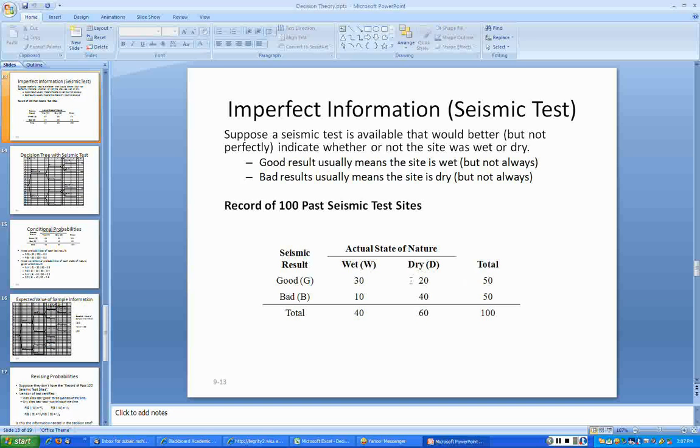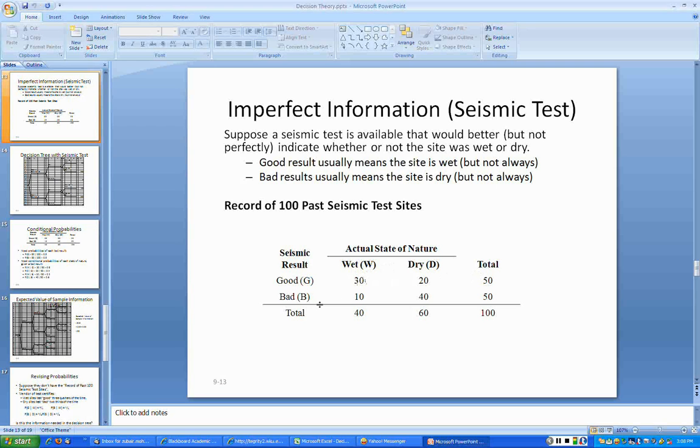About 20 times, actually it was dry, but since we tested at a site, we got the false result as being good. Okay, maybe it was good, but the oil was not there. So out of 100 times, about 50 times we got the good result. Out of those 50 times, 30% was due to the wetness, or 60% of the times.